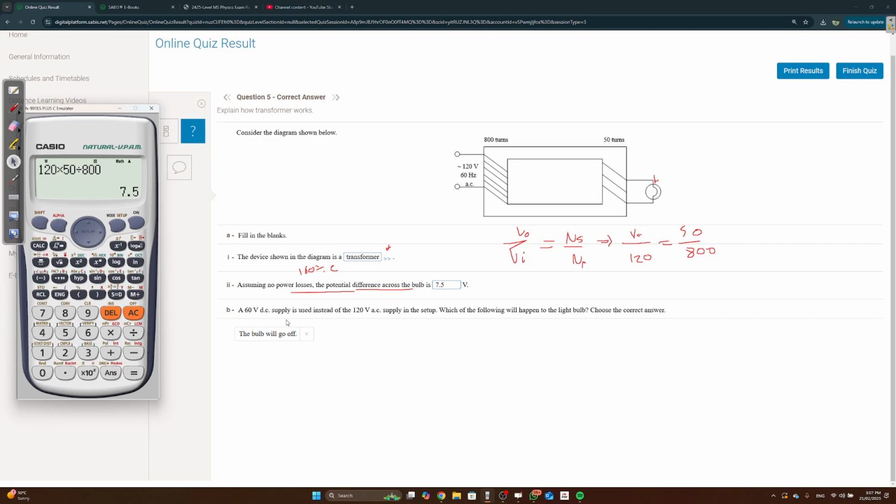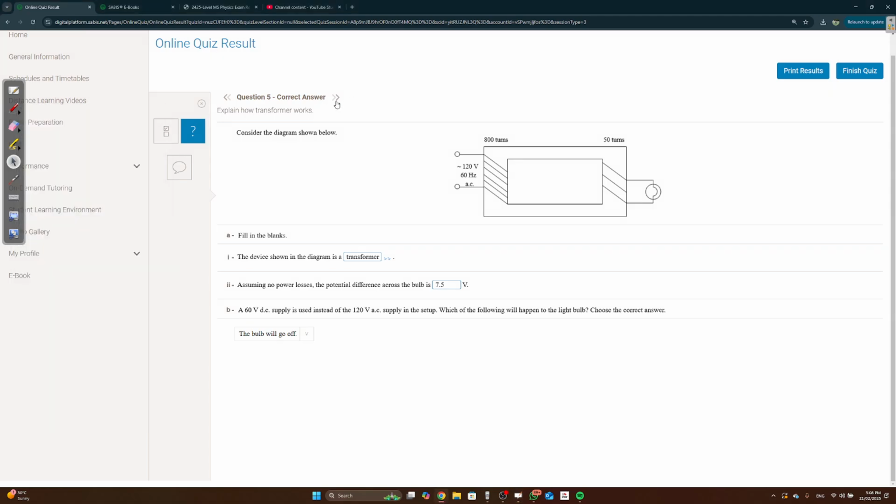Okay, a 60 volt DC supply is used instead of the 120 volt AC. What's gonna happen? They said DC. Okay, pay attention to this. It doesn't mean it's gonna decrease brightness. No, please pay attention. What does DC mean? Can a transformer work on DC? No, so it's gonna go off.